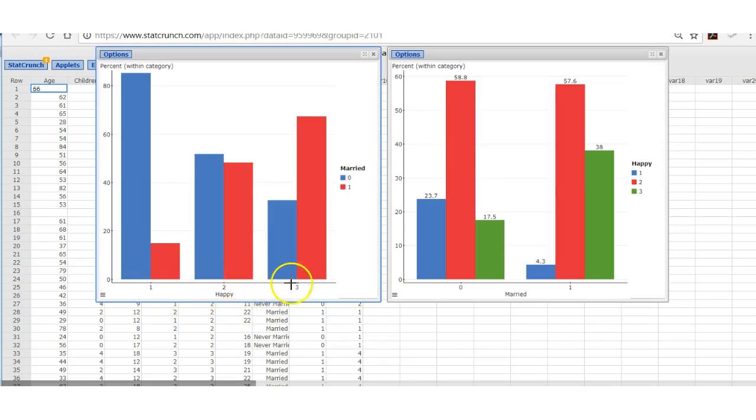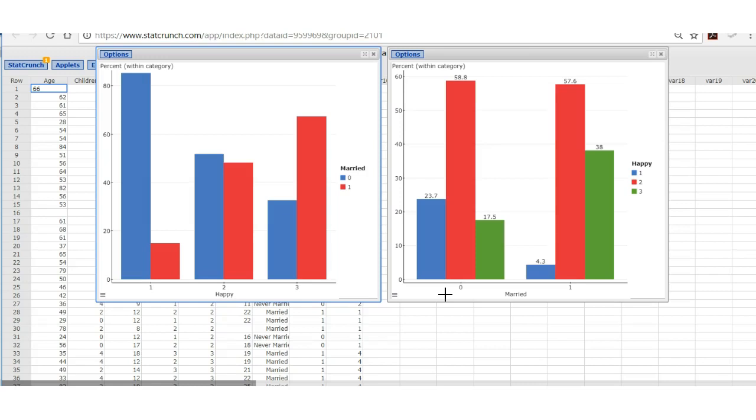This time it's splitting it by how they answered the happy question, and then within each one of those it shows us the comparison between the not married and the married. So this one really points out that the people who answered that they weren't very happy, a lot more of them were not married. The people that answered that they were pretty happy, that was fairly close to being equal between the two, between the not married and the married. And the ones that answered pretty happy, there were about twice as many that were married than that were not married. So these two graphs are slightly different, and they give us slightly different views of what's going on with this data.